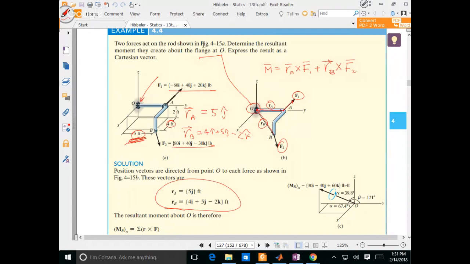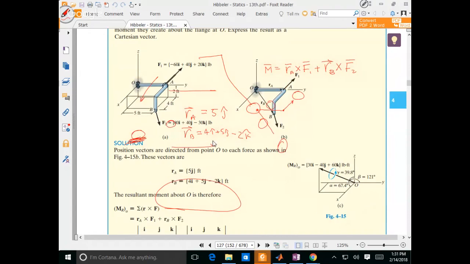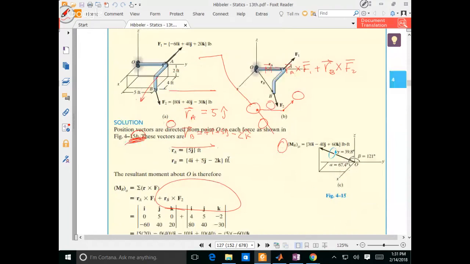Now me, I don't know what he does, but I would just list those things. And thank goodness that's what he does. Takes the RA, just list it. RB, F1, that was just given to you. 60, 40, and 20. And then the RB, which is this one, 4, 5, and -2. And then 80, 40, 30. And then often you can do stuff like that just in your calculator.